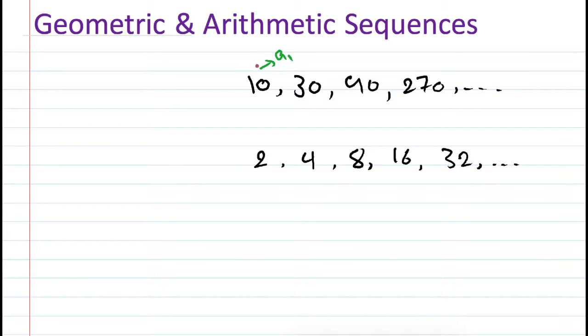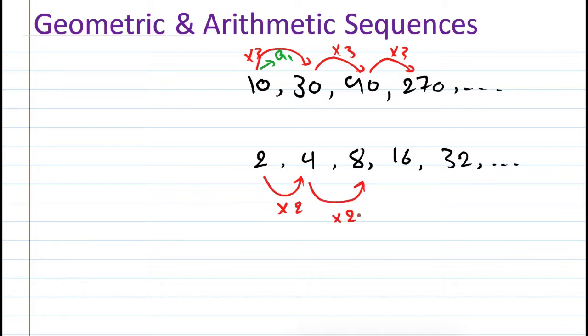Okay, so from a1 to a2, I multiply by 3. From a2 to a3, I multiply by 3. From a3 to a4, I multiply by 3. Okay, the same goes for here. From 2 to 4, I multiply by 2. So instead of adding a fixed value, I multiply by a fixed value. Okay, from 4 to 8, I multiply by 2. From 8 to 16, I multiply by 2. From 16 to 32, I multiply by 2. Okay, so instead of having a common difference, I have something that is called the common ratio.